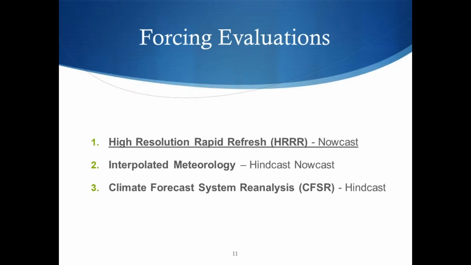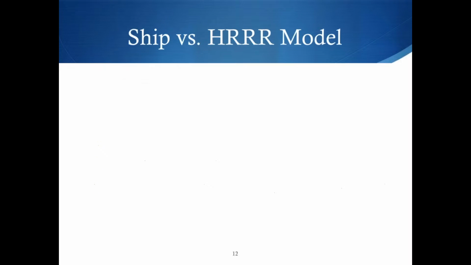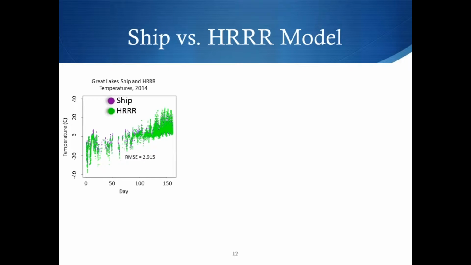So I'm going to start off with talking about the HRRR. The HRRR is NOAA's newest high-resolution atmospheric model that uses data assimilation. When we compare the HRRR with ship temperatures, and this is a time series, you might notice that it doesn't run through the whole year, and that's because we only had partial HRRR data for 2014. But if you look at the HRRR temperature points in green and the ship in purple, you'll notice that especially in the wintertime, the HRRR tends to be lower than the ship temperatures.